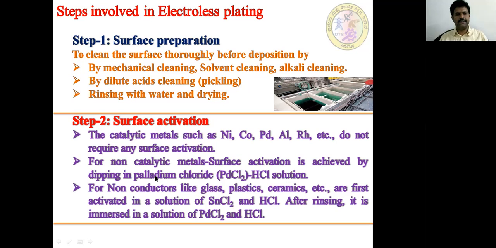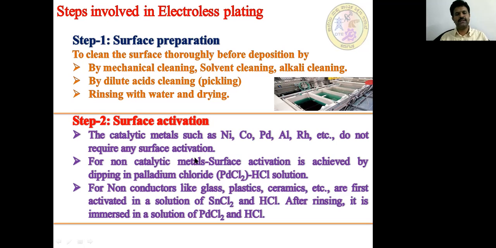In the other case, if the substrate is a non-conductor like glass, plastic, ceramics, etc., then first we should activate the substrate by dipping in the solution containing stannous chloride and HCl solution. Here stannous chloride is a reducing agent. And after rinsing, it is again activated by dipping in palladium chloride and hydrochloric acid solution. Here palladium is the catalytic metal. So in this way, we must create an active surface.